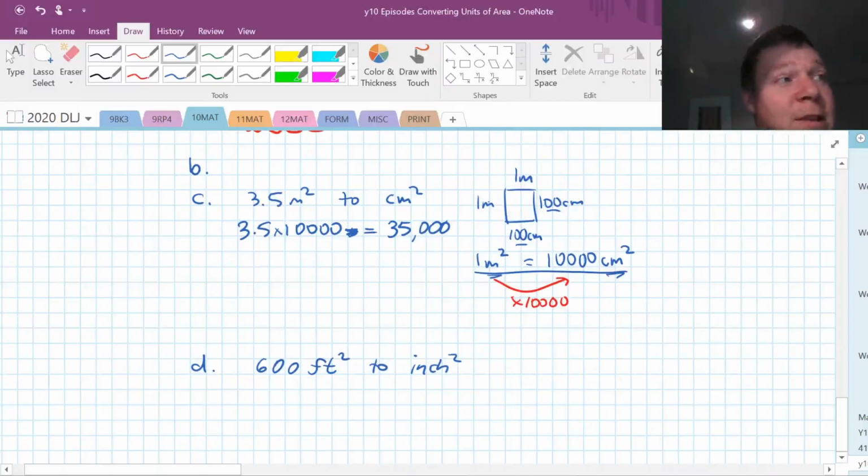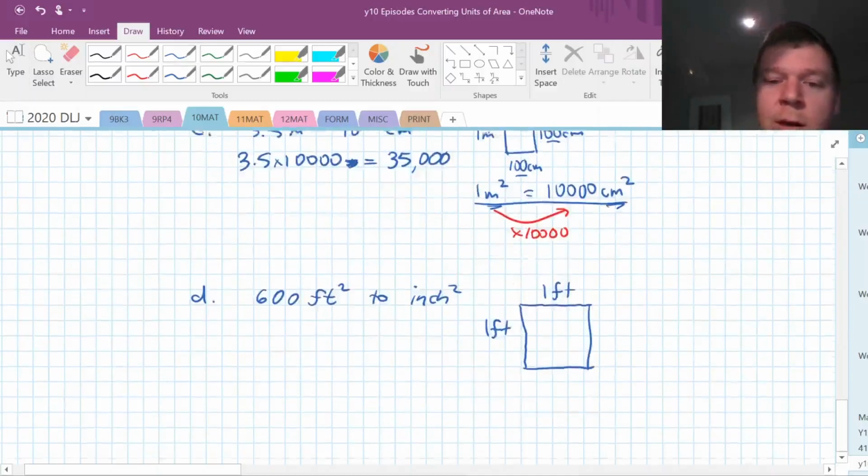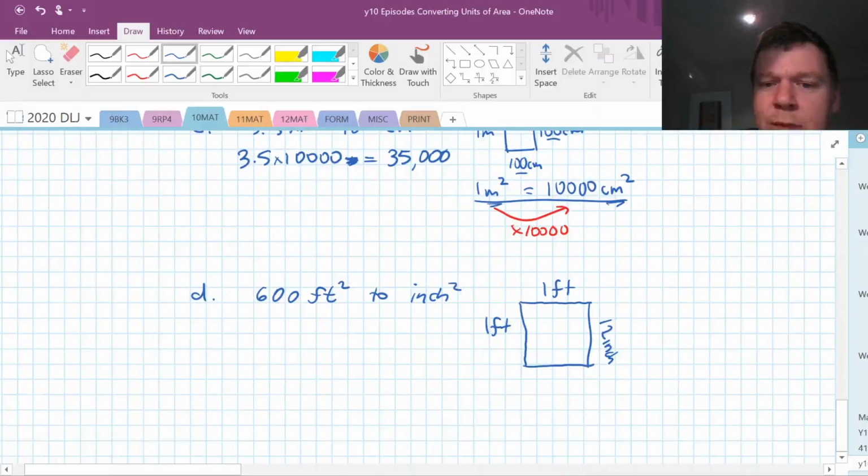All right. So to do this, you need to know how many inches are in a foot. So we'll draw up a square foot. So 1 foot that way, 1 foot that way. Well, what is 1 foot? It's 12 inches. And 12 inches this way.